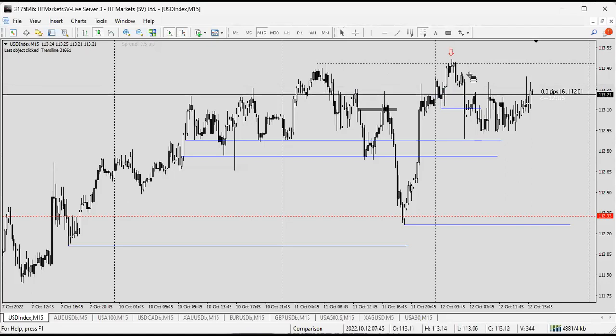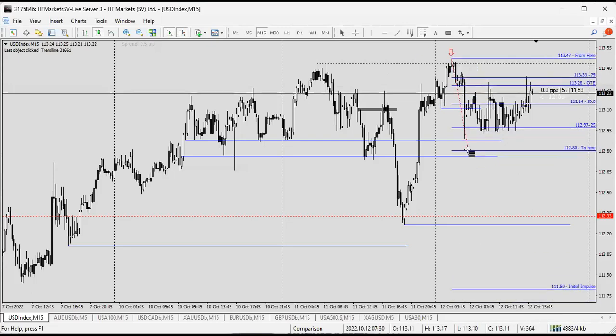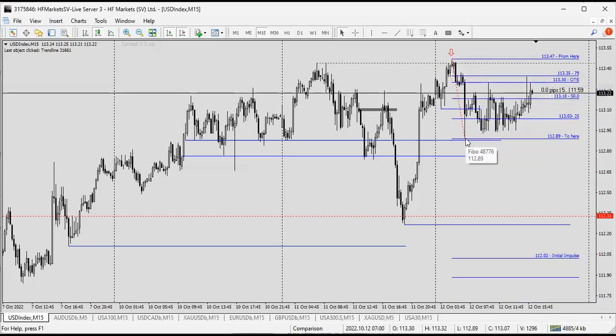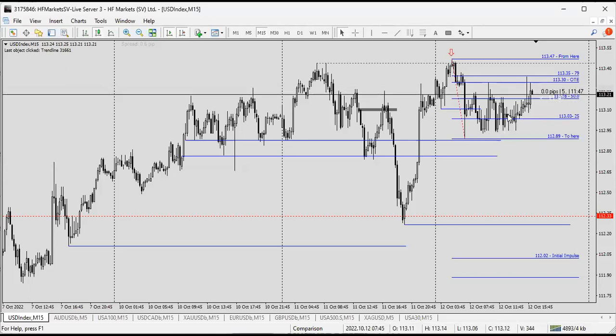So just eyeballing, I think we're already in the premium end of this range. Impulse that started in a displacement. Yeah, I want to see this go lower. I want to see all of this get taken out. So bearish bias.